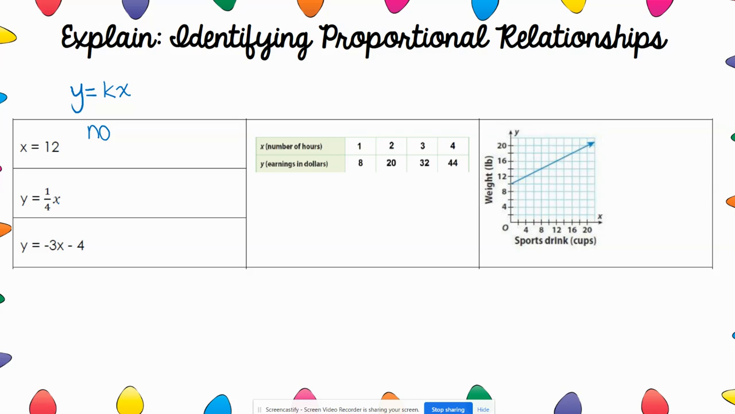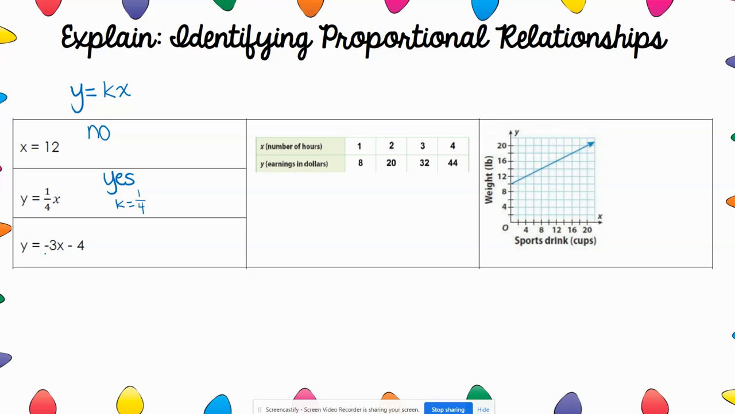For y equals 1/4 x, I see that 1/4 is multiplied by x, and that's the only thing that's happening here. So we know that yes, this is a proportional relationship. And since it's a proportional relationship, the constant of proportionality is the number being multiplied by x. So the number multiplied by x here is 1/4.